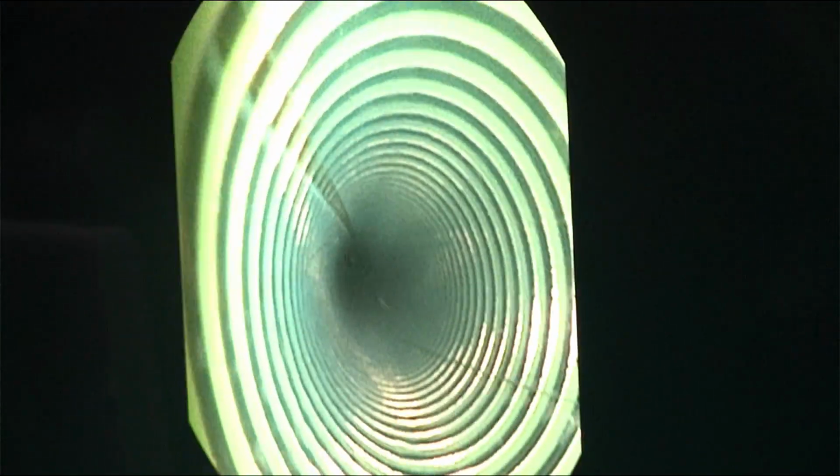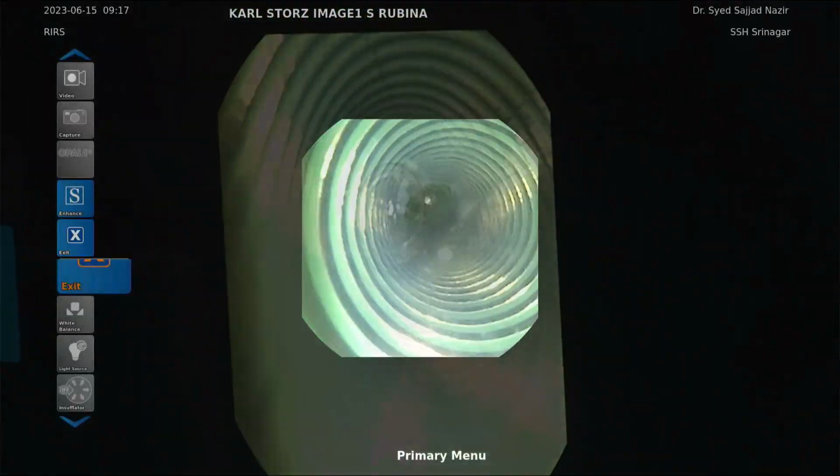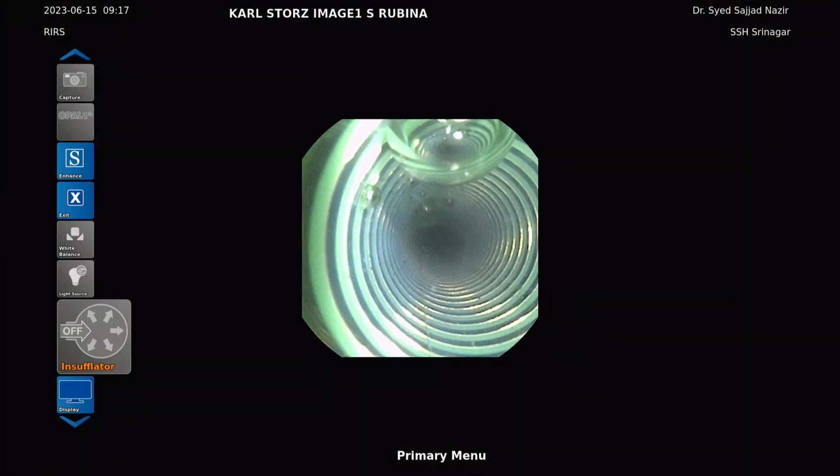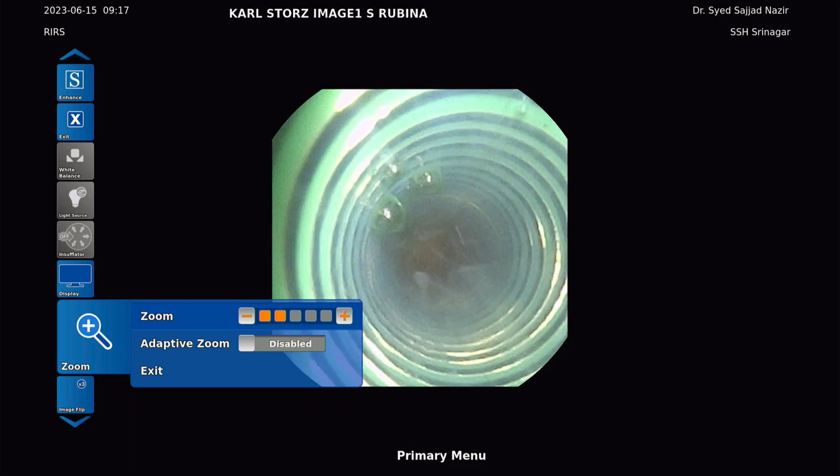We are doing it on the Storz system, which is 4K. So this is a 4K system. I am going into the SS sheath. Very high resolution. Yeah.